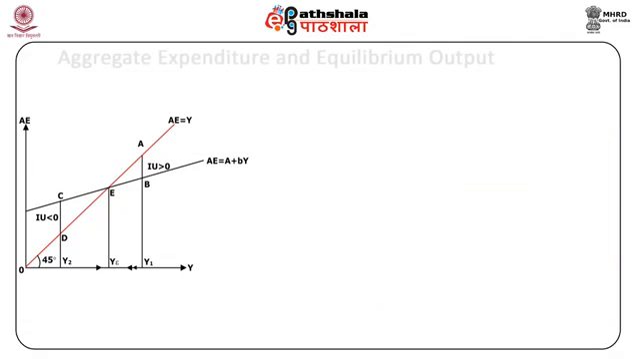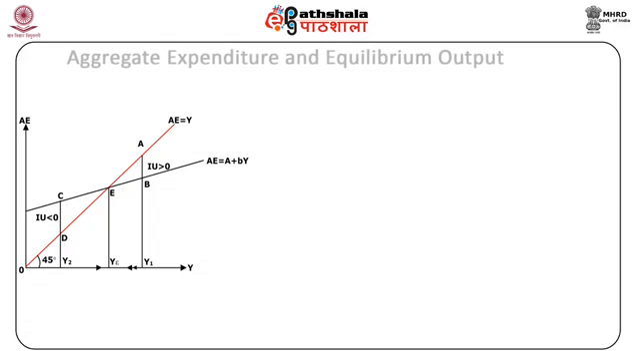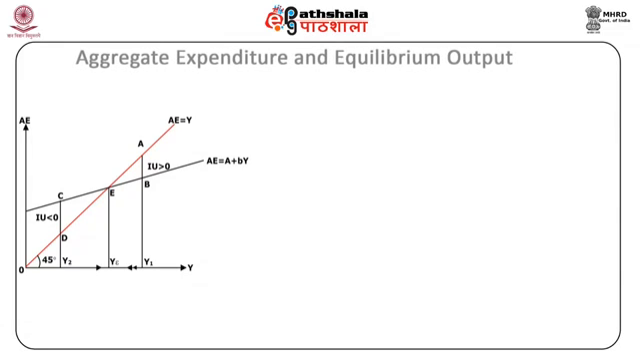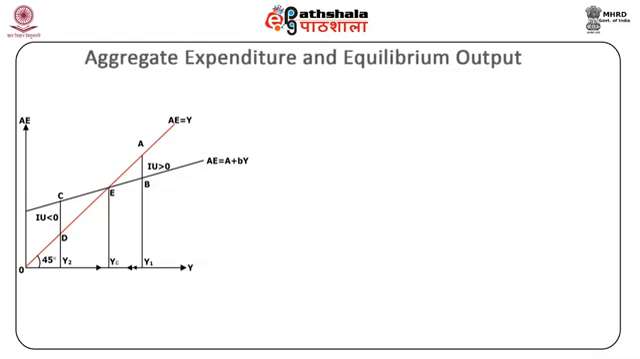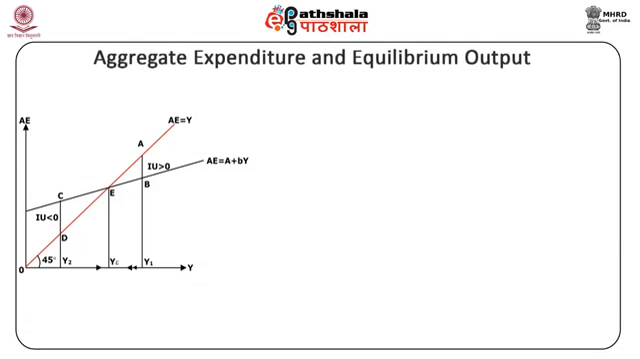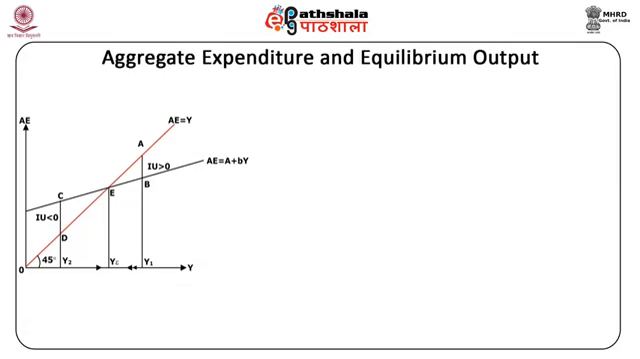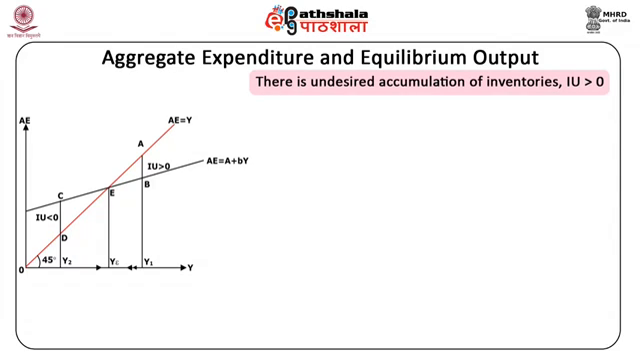In the figure, E is the point of intersection and OY epsilon is the equilibrium level of income. At any point to the right of OY epsilon, the value of output, that is OY1, which is equal to AY1, is greater than the planned aggregate expenditure, that is BY1. There is undesired accumulation of inventories, that is IU will be greater than 0. Firms therefore reduce output as shown by arrows.